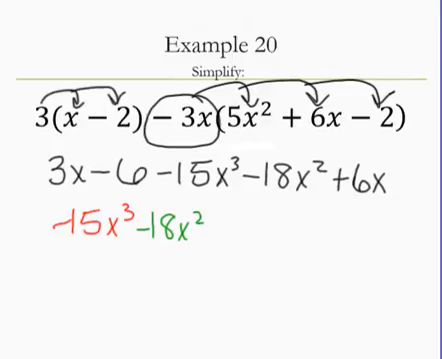After the x squared would just come an x, or x to the first. I do have a couple of those. We have a positive 3x and a positive 6x. Finally, we do have a constant, negative 6.